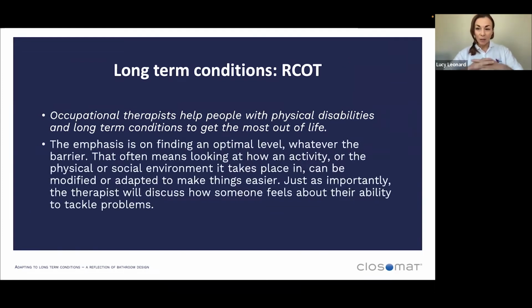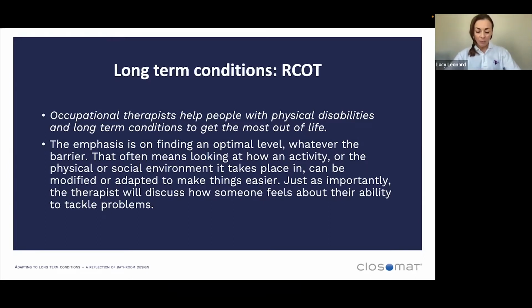But the emphasis on occupational therapy intervention is often on finding that optimal level, whatever the barrier is. So that often means looking at how an activity or the physical or social environment it takes place in can be modified or adapted to make things easier. Just as importantly, the occupational therapist will discuss how someone feels about their ability to tackle their problems. So that, in a nutshell, is a way of assessing somebody: looking at the activity, the different environments it takes place in, and seeing if that can be modified.